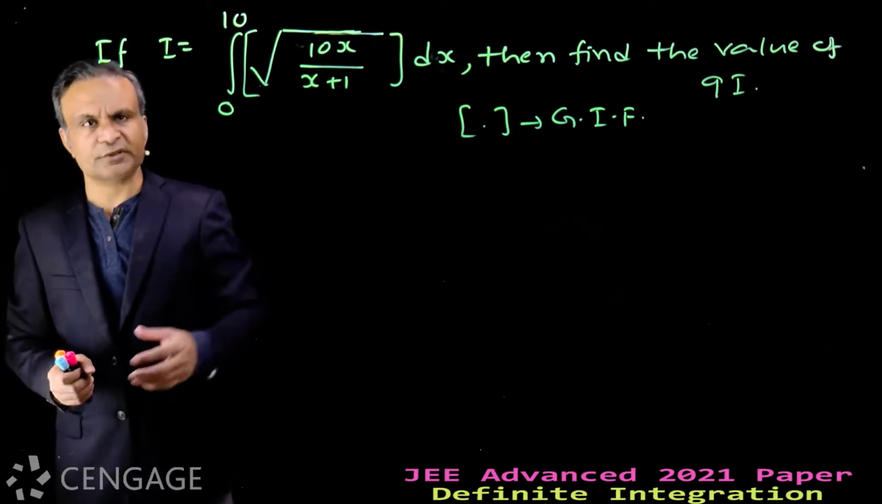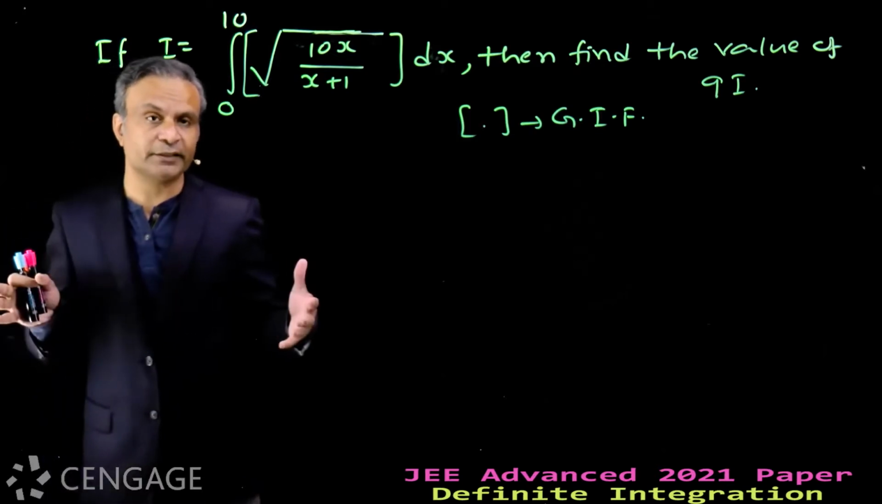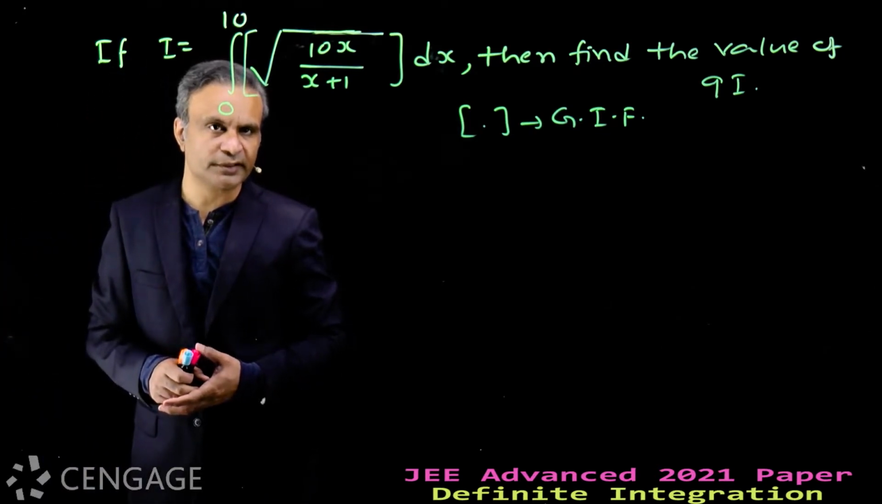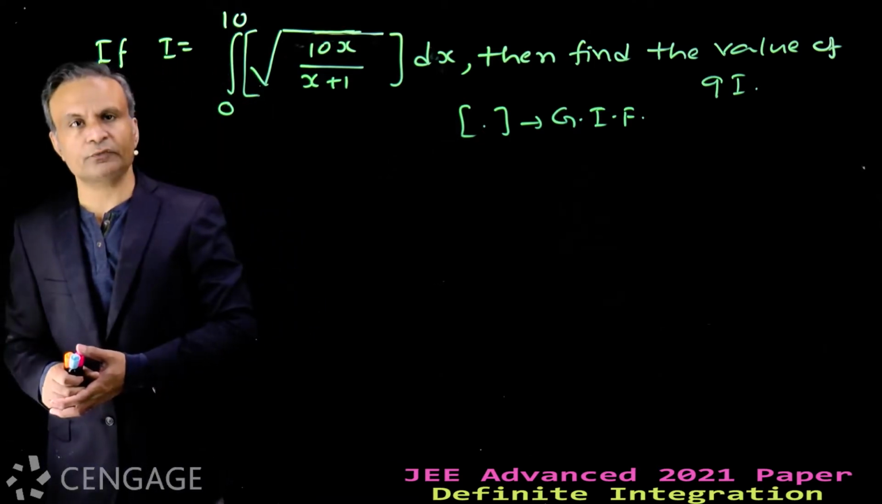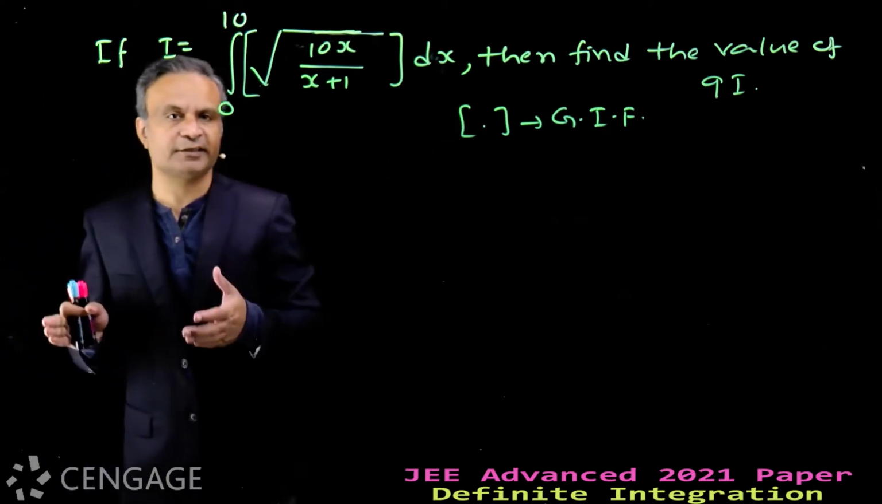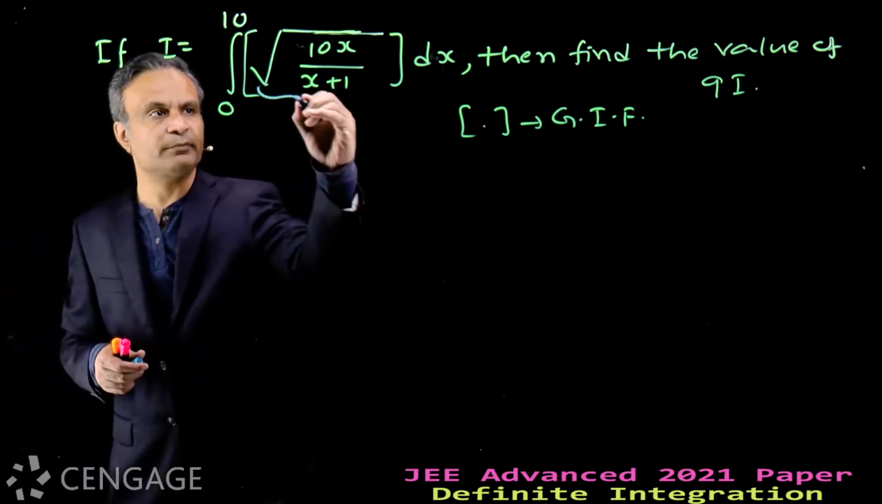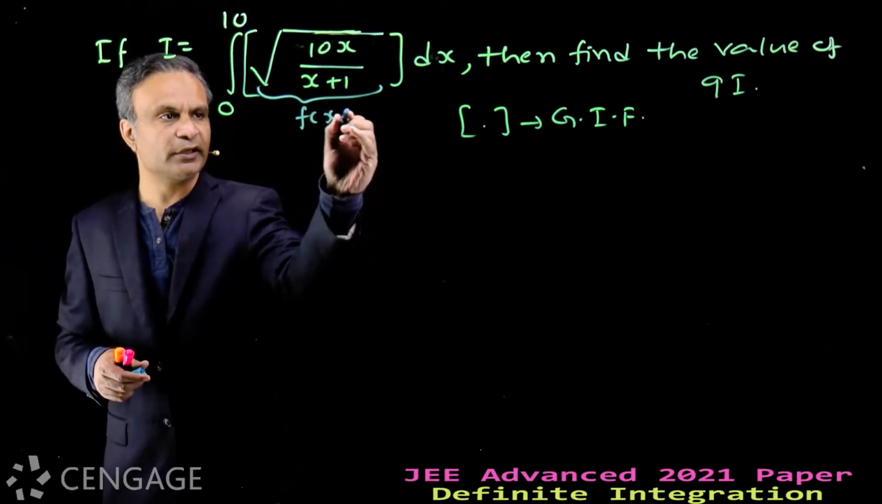How can you find value of such integrals? Integrals involving greatest integer functions. We have done this in separate video. We have one special concept of integration of functions involving greatest integer function. What do you do first? We first check the nature of function inside brackets. Suppose this is function f x.